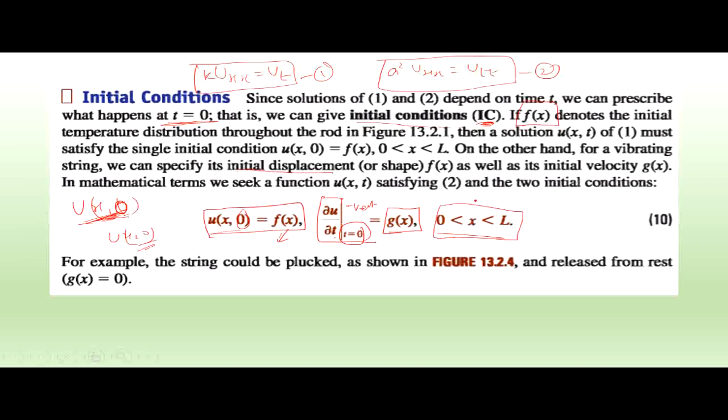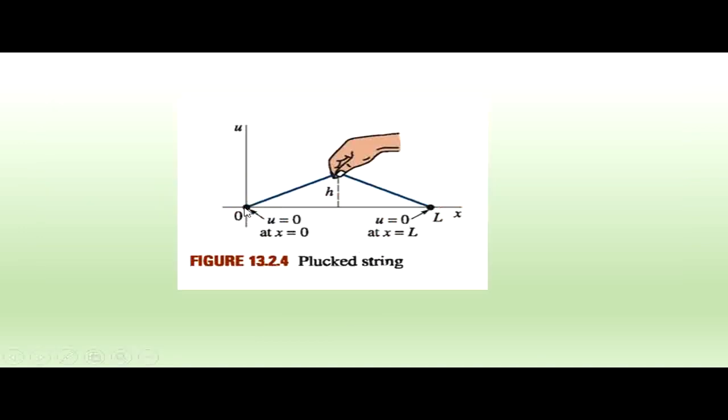And what else? The string could be plucked and released from rest. When you release from rest, initial velocity is 0, g of x is 0. When there is a statement that you release the string from rest, initial velocity, the partial of u with respect to t when t is 0, should be 0. Otherwise, you call it g of x, some function will be given. Here, at x equal to 0, displacement is 0, displacement is 0 at both the ends, and here it is maximum.